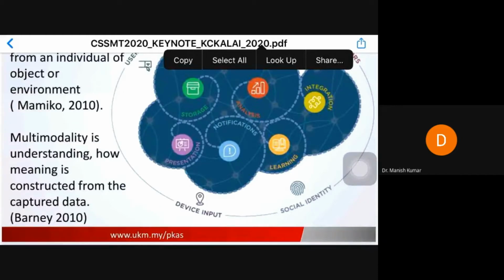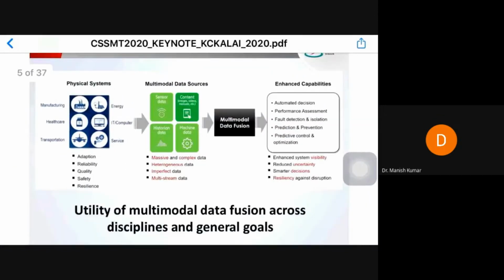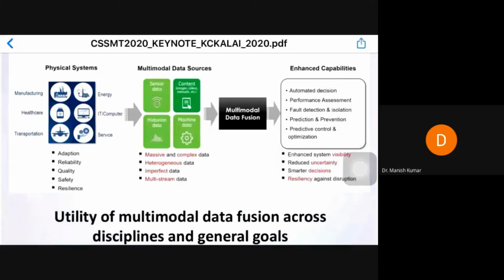So now how can we use this multimodality technique to cater to this challenge? We have the physical system, like what we normally have in manufacturing or transportation or anything. Now we have these multimodal data sources. When we say multimodal data sources, the data can come from sensors. It can be content data. It can be history data, or what has happened in the country in the long run. Like we have a pandemic, we have COVID. We want to know what other pandemics have happened in our country, what the scenario and situation was, and how the recovery was done. So these are all the different aspects that come together in the multimodal data sources.